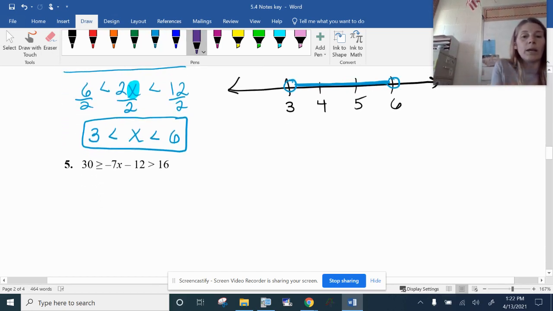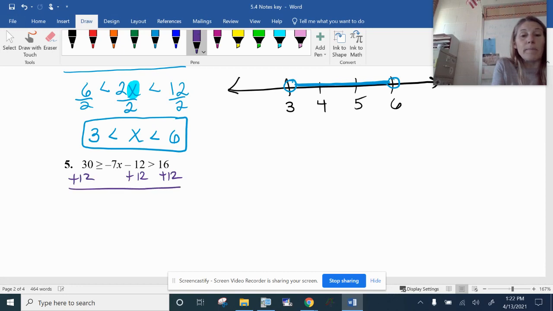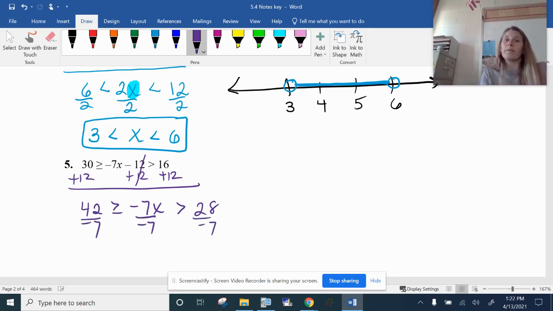Okay, so then doing number 5, we're going to add the 12. We're working towards getting the x by itself in the middle. So 30 plus 12 is 42. I still have negative 7x in the middle. And 16 plus 12 is 28. Now I'm going to divide by negative 7. Now watch what happens here. Just like before, when we divide or multiply by negative, we switch our inequality signs.